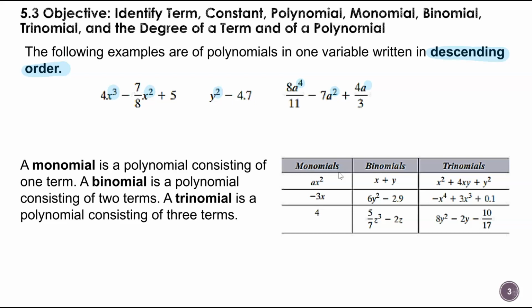Next we just have some special polynomials. We have some that we can call by a different name based on the number of terms. If it's a monomial, it has one term, and you can see we have a list of monomials here. Binomials have 2 terms; think about a bicycle with 2 wheels. And a tricycle has 3 wheels, a trinomial has 3 terms. After that, we just call it a polynomial because we don't have any special names beyond 3 terms.